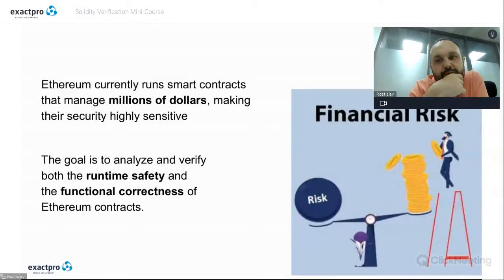Another important point is financial risk. I like this picture on the right. On the scales, we put a lot of money for this system, for this testing, for this kind of different verification, etc. But the risk on the other hand could be even bigger, because even now Ethereum runs smart contracts which manage millions of dollars, and that's why security is highly sensitive.